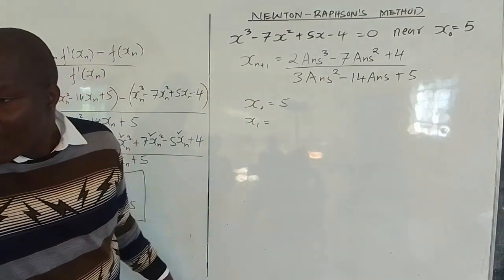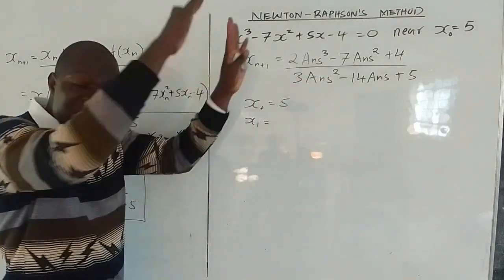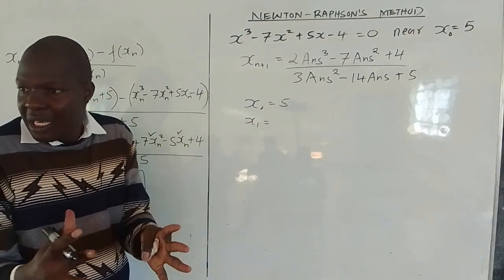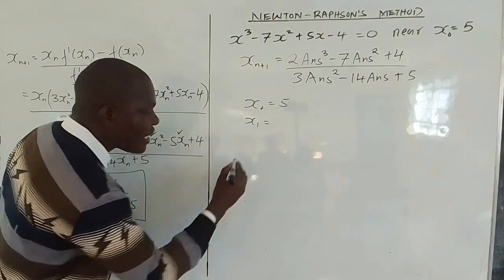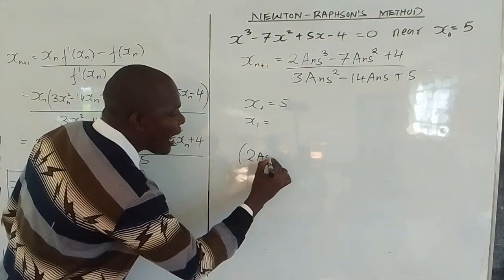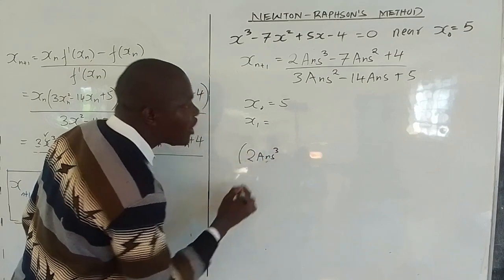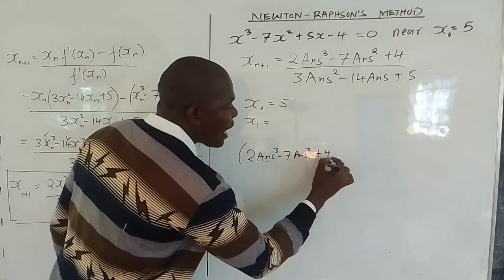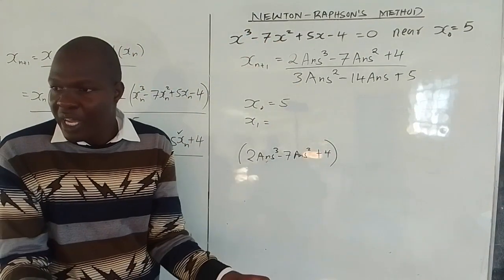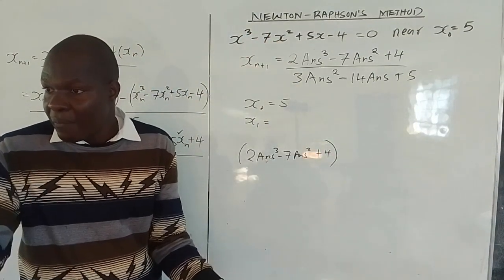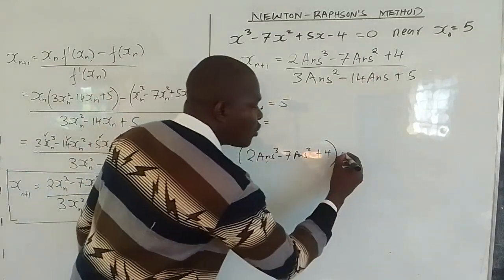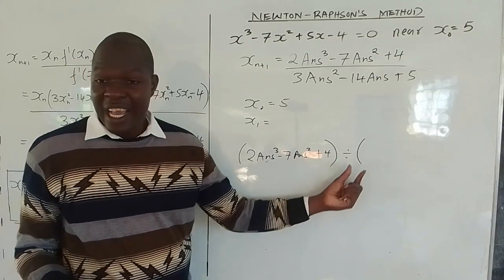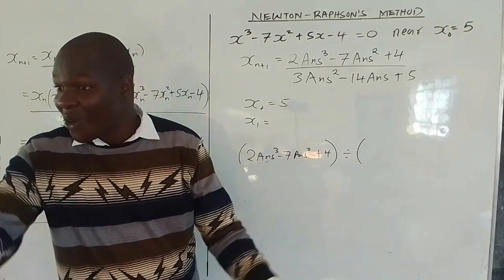If you're using that calculator, this is what you do. The numerator must be in its own bracket to ensure that it is one thing. Meaning the numerator you feed in the calculator: open bracket, 2 answer cube, then minus 7 answer square plus 4. You close the bracket of the numerator. Are we together? Then it is divided by, because it is numerator divided by denominator, then you open bracket of the denominator. If you don't put this bracket, you've interfered with the order of operations. We are getting a wrong thing, isn't it?